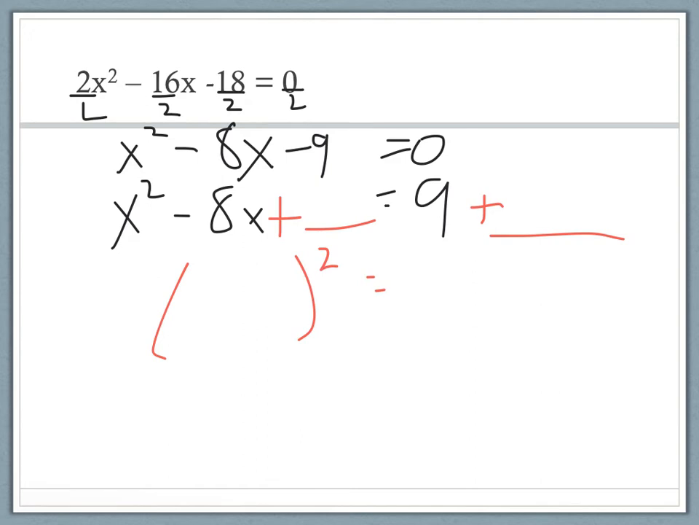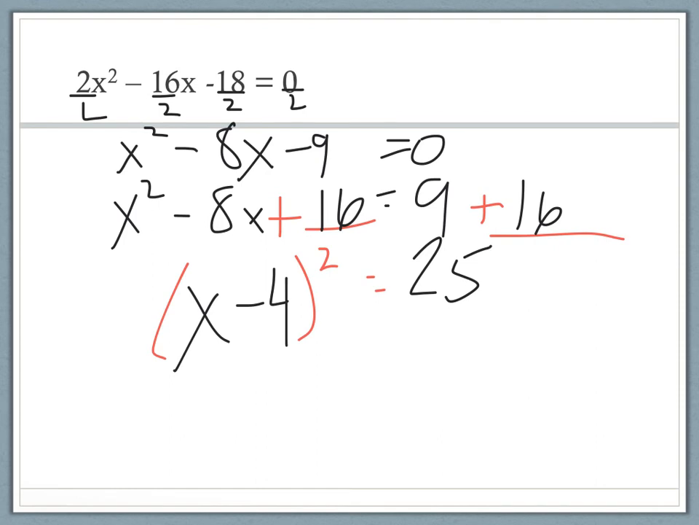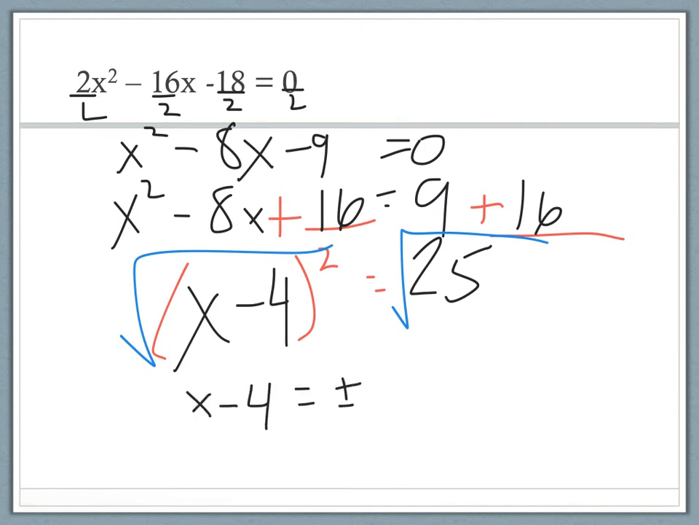Now, half of negative 8 is negative 4. Square it, 16. If I do it to one side, I have to do it to the other side. So I'm going to have 25 over here. Okay, let's get rid of that square by square rooting both sides. So I'll have x minus 4 equals plus or minus 5, because square root of 25 is just 5.